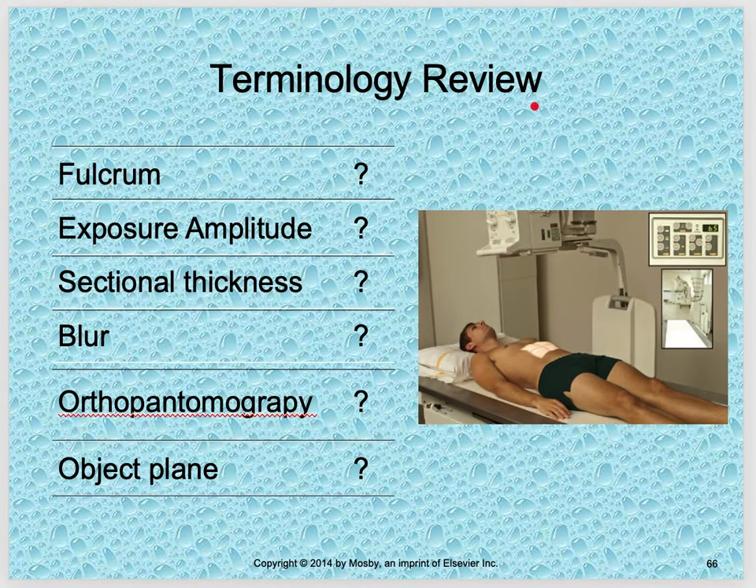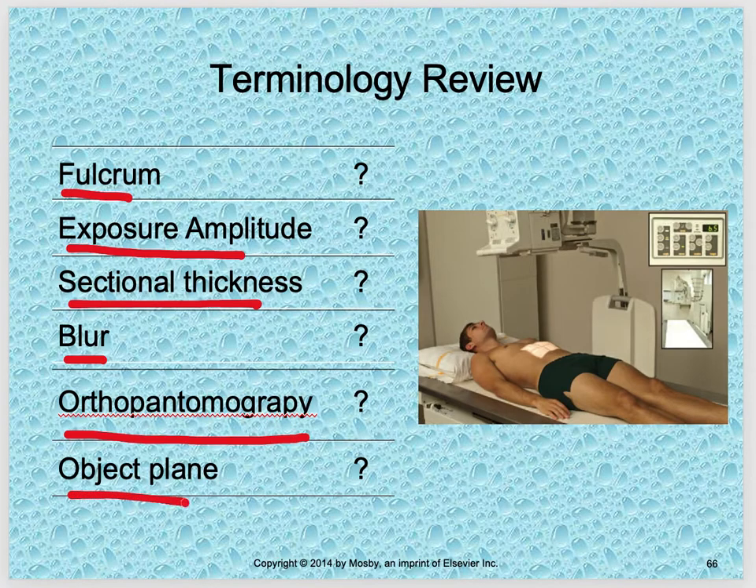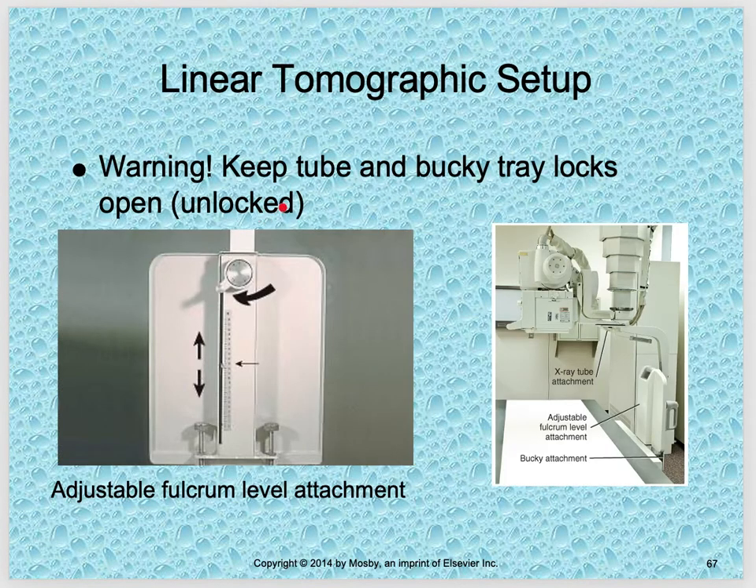So these are the terminology to review that I want you to go back and look at. The fulcrum, the exposure amplitude, the sectional thickness, the blur that they talk about, the orthopantomography, and then the object plane. These are the words that you need to know, the definitions to them. So go back in your chapter and pick up those words and write those definitions.